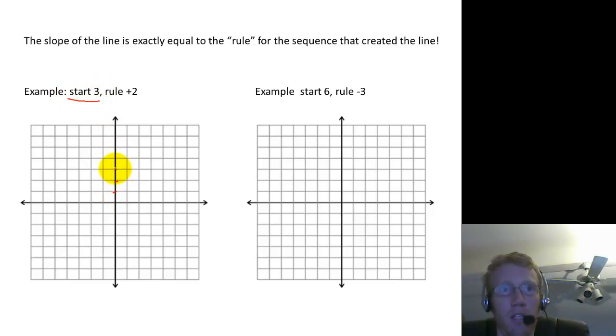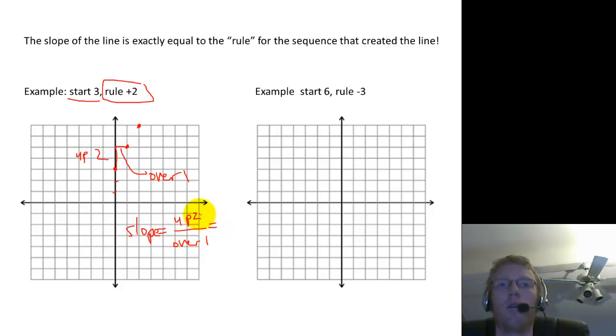So start at 3. That means we go up 3 and start here. And the rule is plus 2. So I had said before, go up 2 and make your new dot. Now we're going to think of this as a rise over run. So we say up 2, and then we say right here, over 1. So our slope is up 2 over 1. So the slope is 2 over 1, which is the ratio between how much you go up and how much you go over. So the ratio is 2, or up 2 over 1. And then you do it again, 2 over 1.